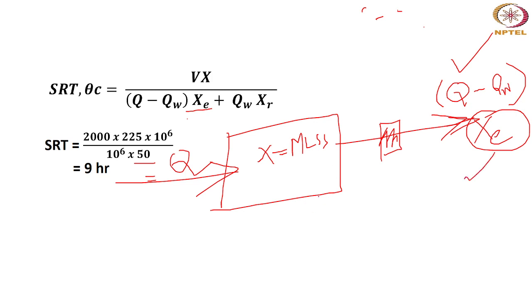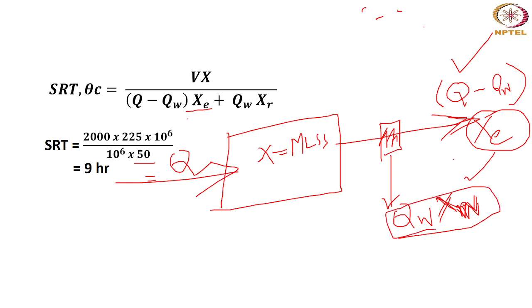And then suppose some part of the biomass is going to be wasted. That is QW. Or it can be recycled. That's why we are writing XR, or you can write XW also. So this is the highest biomass concentration we are having. We may go for this recycling, or we may go for dryers and other systems. So this is going to be wasted.